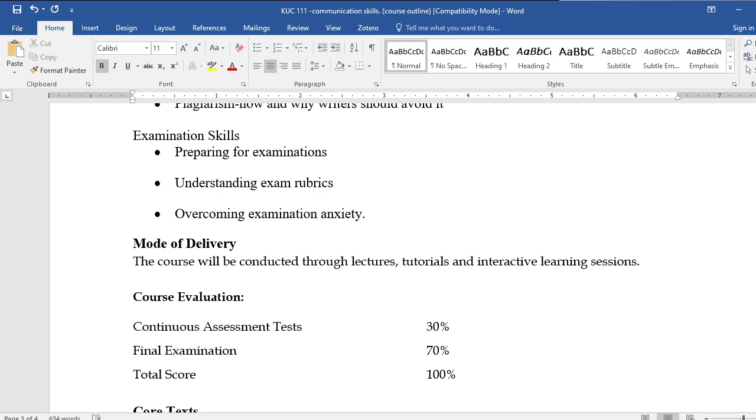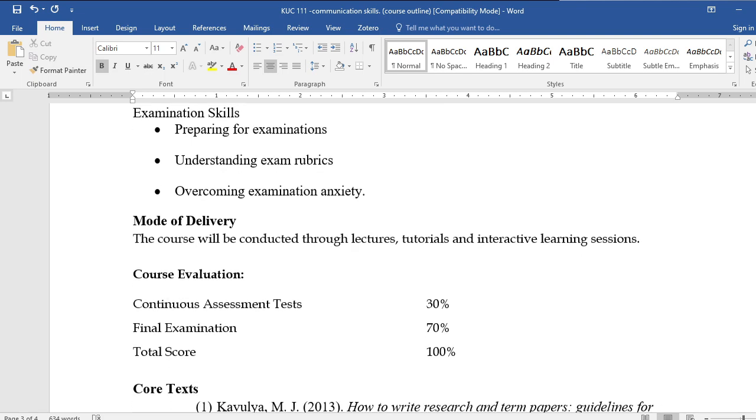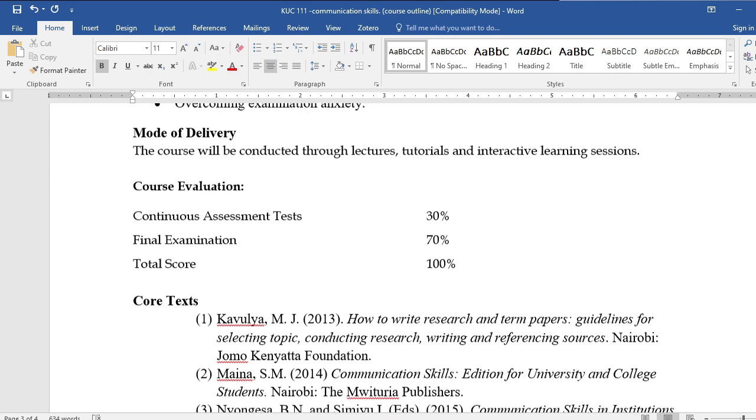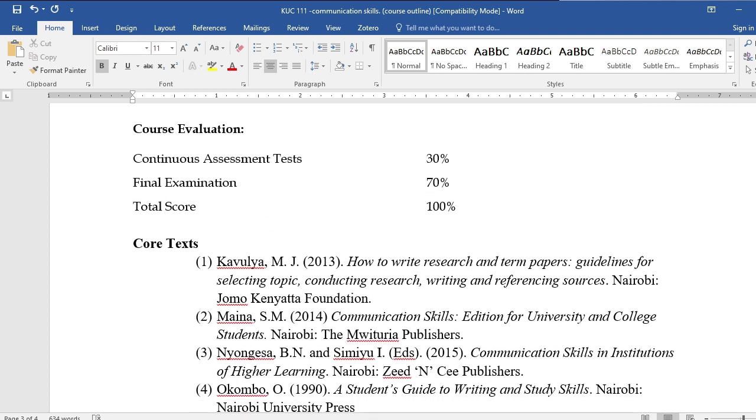Now students, this course will be offered through online lectures. Then we'll also have interactive sessions that will happen online. The course will be evaluated through continuous assessment tests that will be done online, and the final examination that will cater for 70% of your score.